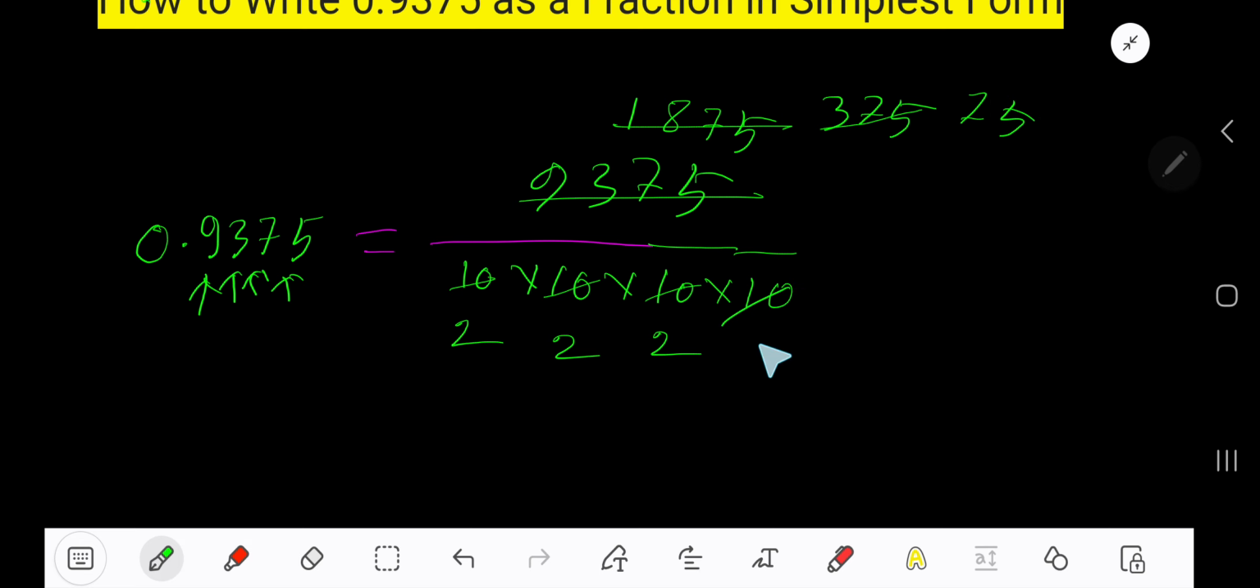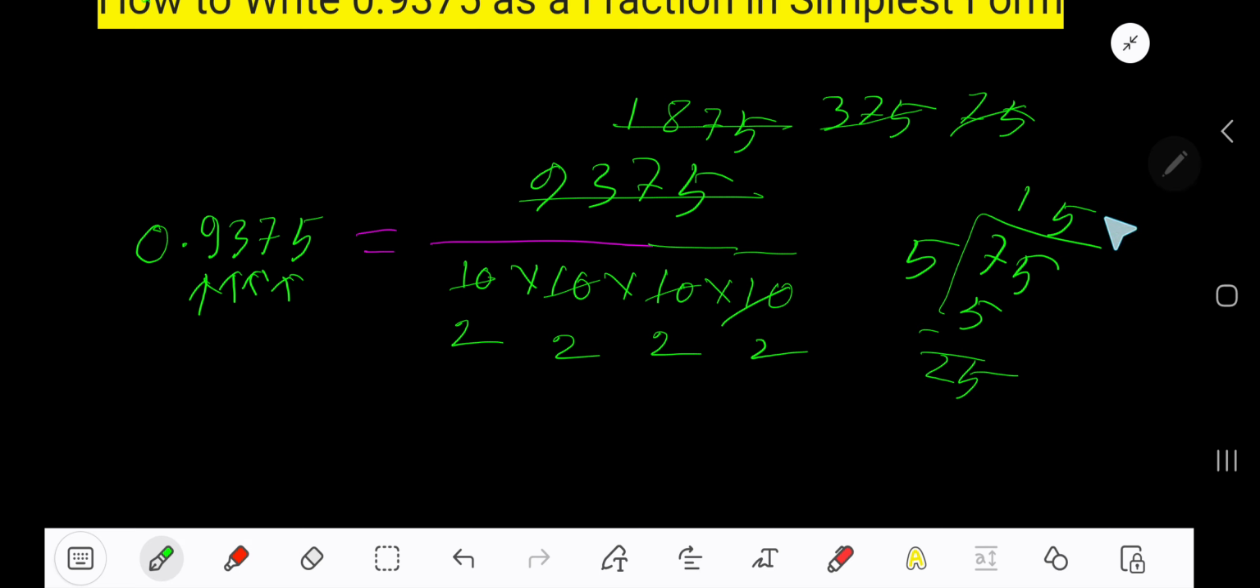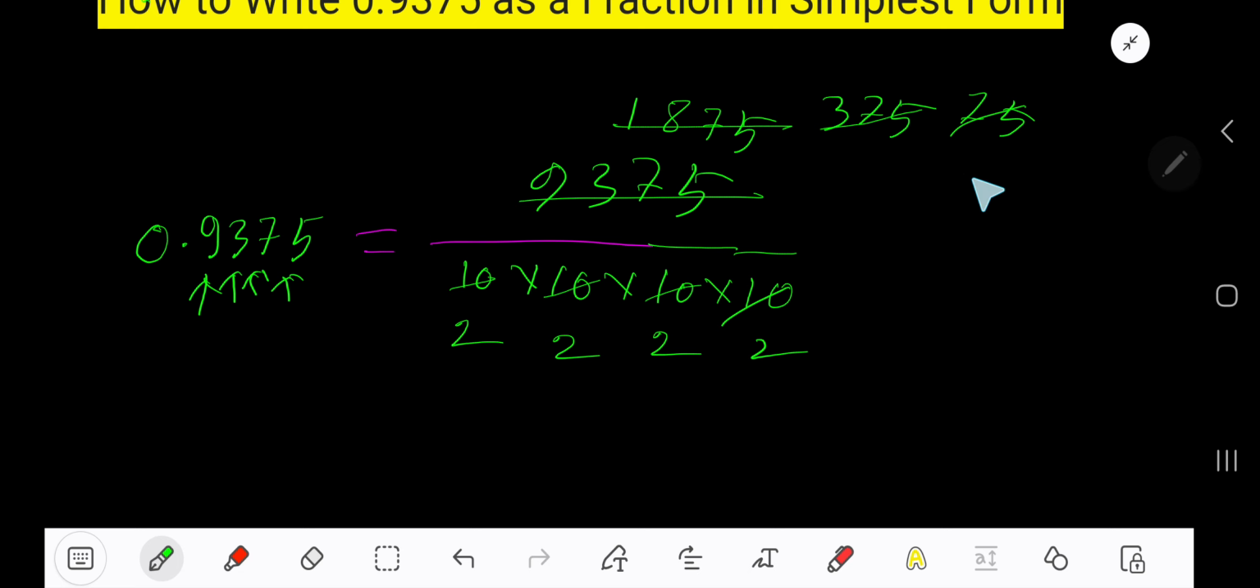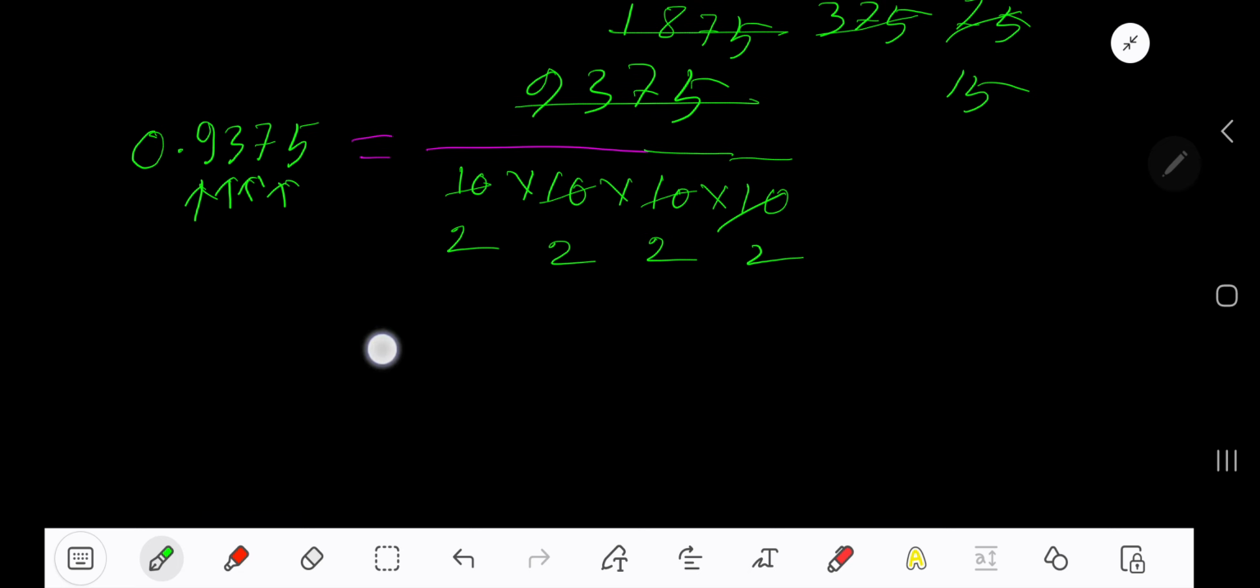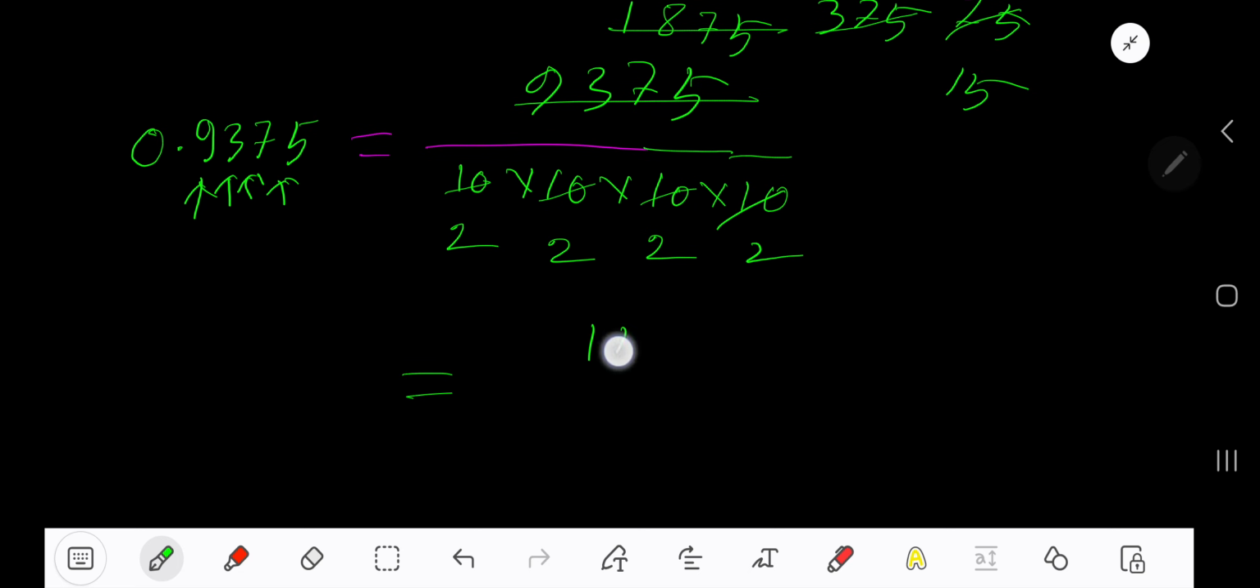Again, this is divisible by 5 and this is divisible by 5. 5 goes into 75, 15 times. So we are getting 15 actually. So 15. Now write 16: 2 times 2 is 4, 4 times 2 is 8, 8 times 2 is 16.